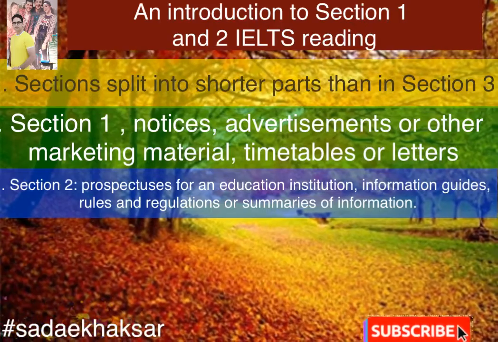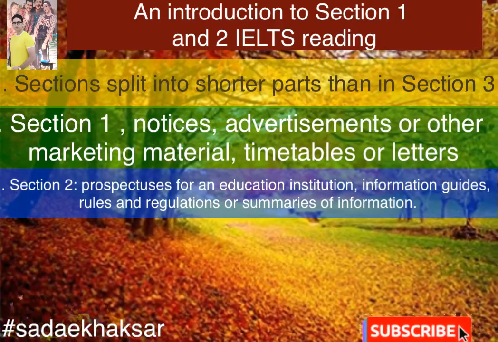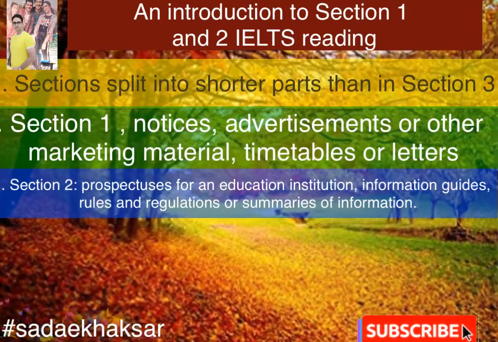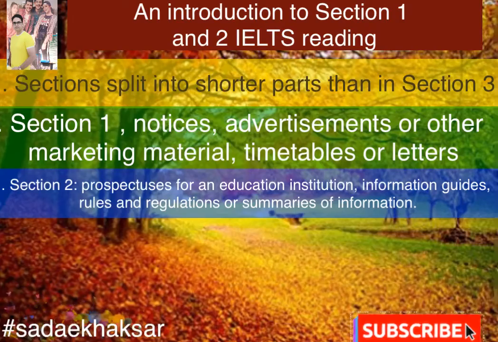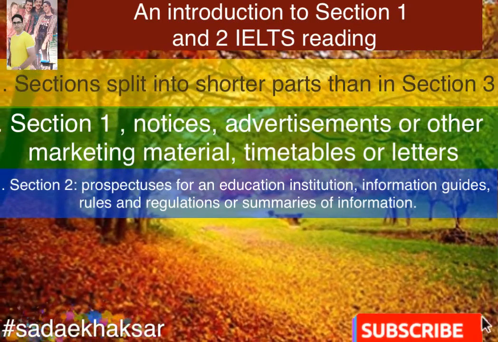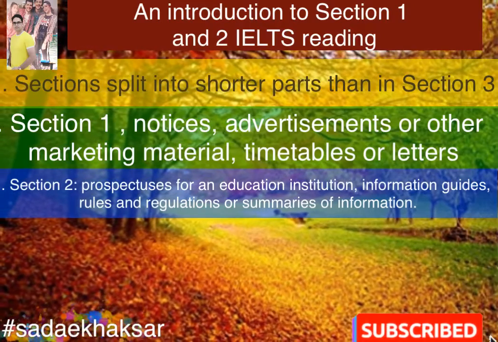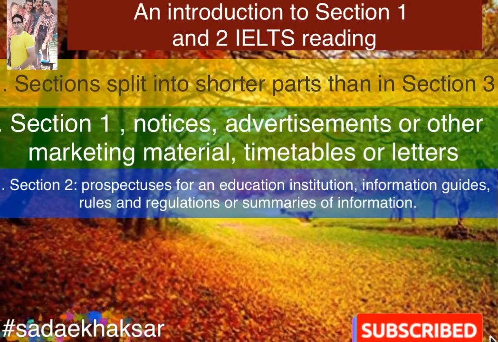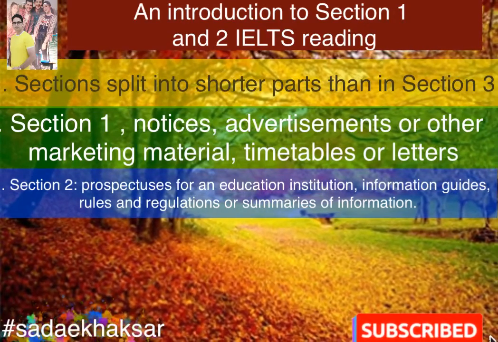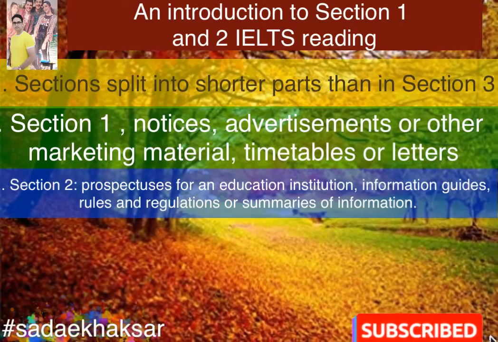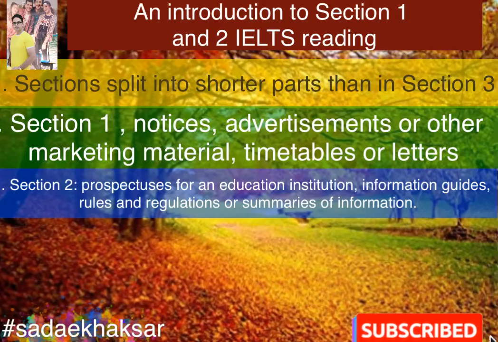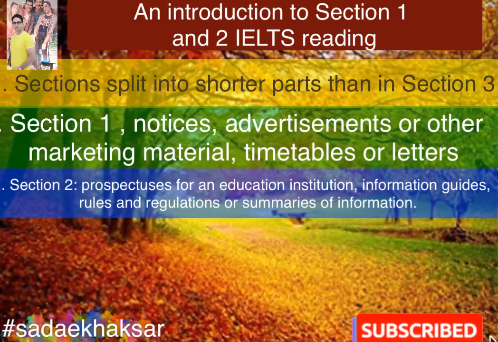In sections 1 and 2, you need to show that you are able to understand the type of information you may come across in your day-to-day life. While preparing for sections 1 and 2 of the General Training IELTS test, it's a good idea to get into the habit of reading as much of this real-life information as you can. For example, advertisements you may see in newspapers, information booklets, or promotional material that you may find in the library, receive in the post, or find on the internet.